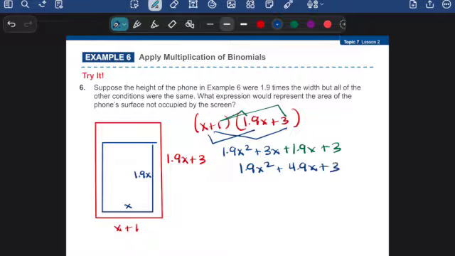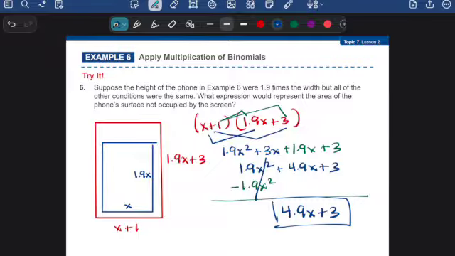And then, so that's the outside of the phone. Let's do the inside. The screen is just 1.9x times x, which is 1.9x squared. So we're subtracting the area of the screen again, right? So those will cancel. My final dimensions of what's left is going to be 4.9x plus 3. So I think what was worded tricky is this was meaning the height of the screen. That's how we get the answer they want. The height of the screen now is 1.9 times.